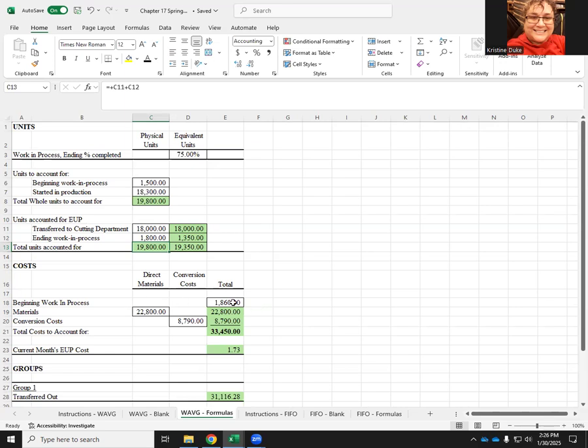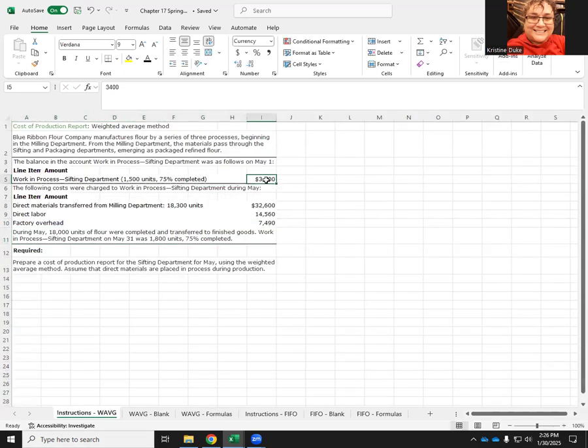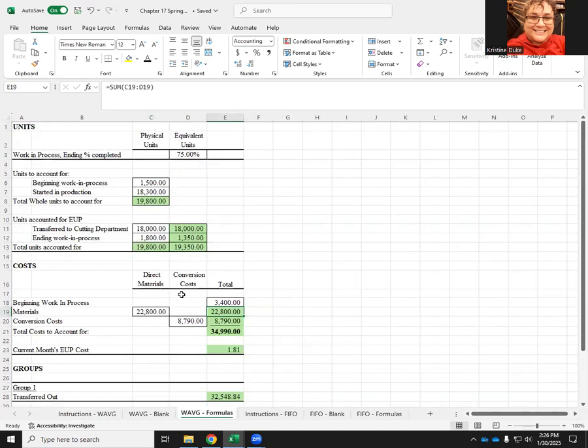My beginning work in process, now I've got to plug in these dollar amounts. It was 3,400 right here. And what else was in there? Okay, so our materials were 3,260. And our conversion costs were 4,560 plus 7,490. Okay. I've got $58,050. Okay. What happens here is we calculate our current month's EUP.